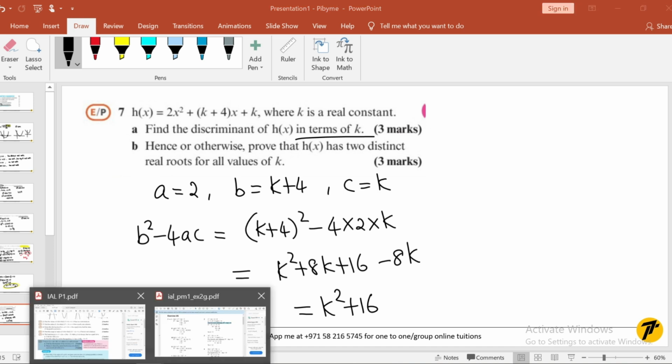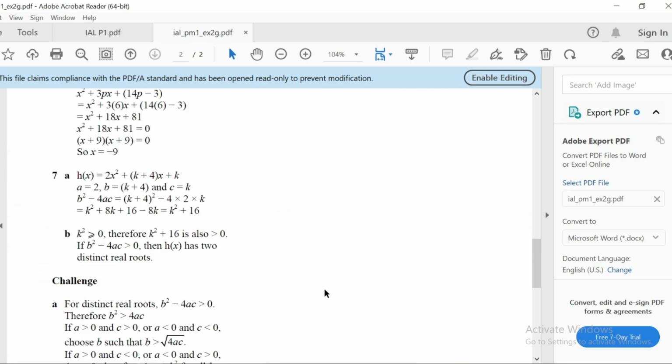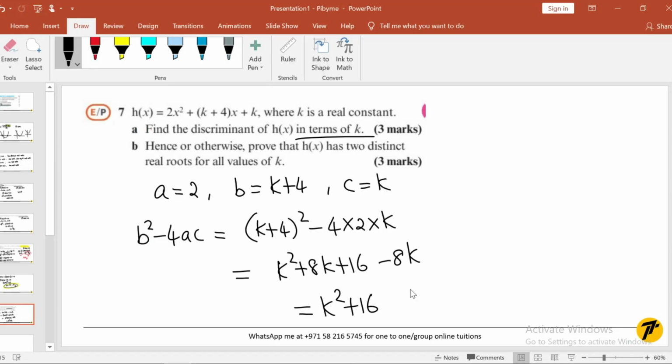Let's look at the marking scheme now for question number 7. Yep, you can see here, it's k square plus 16. Now, look at part B. It says, hence or otherwise, prove that h of x has 2 distinct real roots. What's the condition for 2 distinct real roots? The discriminant is positive, right? That's what we need to prove. We cannot take this as positive because that's what we have to prove.